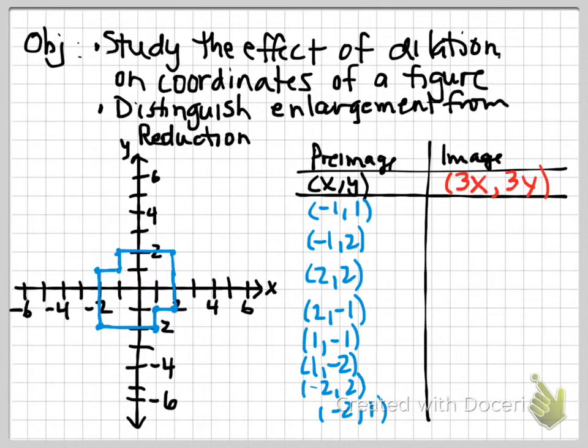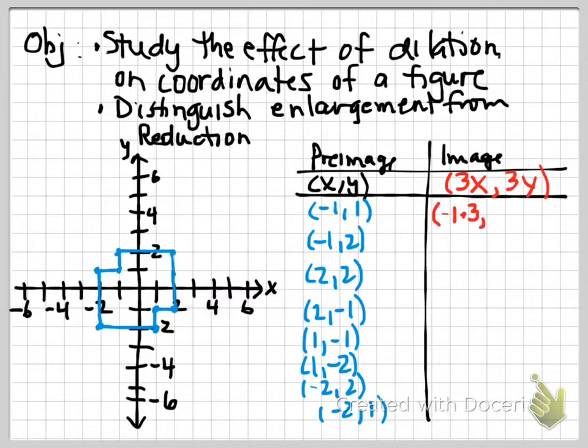So what do you think that's going to do to the coordinates negative 1, 1? What are we going to actually do to those coordinates so that my image is going to be 3x, 3y? One person has an idea? Two people have an idea? Joey, what do you think it's telling you to do? It's going to tell you to multiply the numbers by 3.